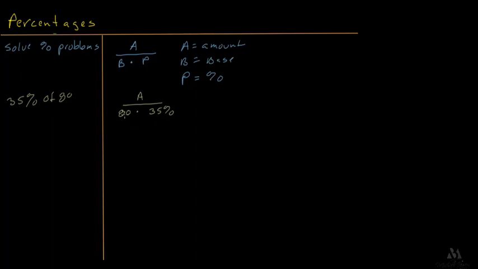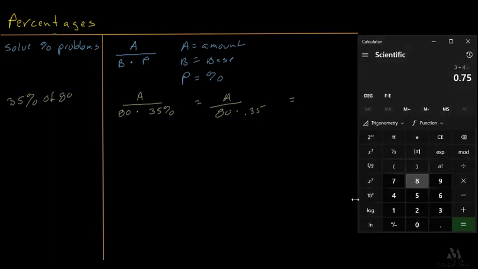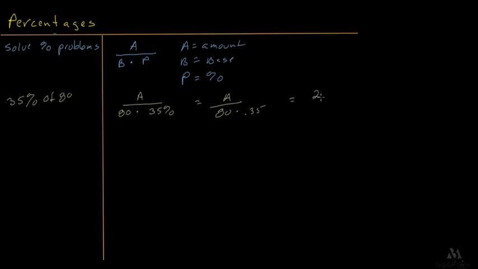So we can do this fairly easy. We're going to take 80 times our percent, which is the same as saying 80 times 0.35 in decimal. Remember, we moved the decimal place over. And what is 80 times 0.35? 80 times 0.35 is 28. So A is going to equal 28. So 35% of 80 is 28.